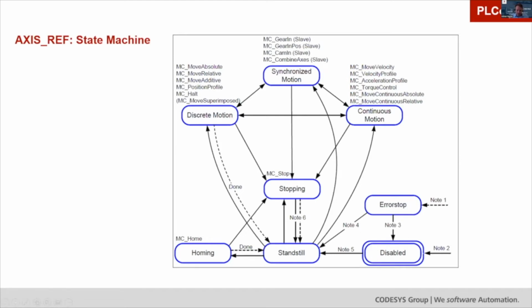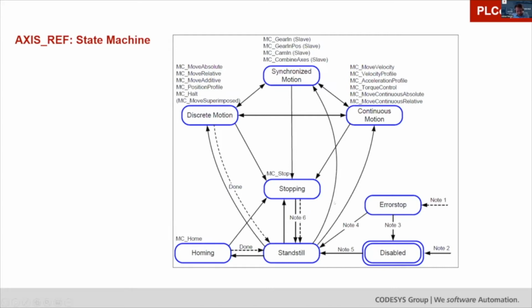Typically, when the application is started, the axis is in a disabled state. Then you have to transfer it into the standstill state by putting power on it. There's a power function block that sets the power stage to true, enables the power stage, and releases any soft stopping or soft blocking of the axis. Then the axis is in standstill state, and you can execute a homing. This is a separate state where the axis finds its own reference. After this is done, you can start to move the axis.